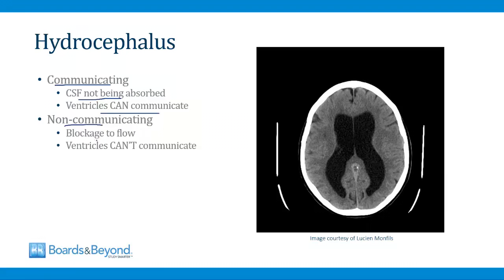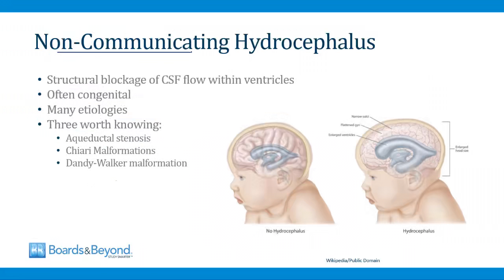In non-communicating hydrocephalus, there's some blockage to flow through the ventricles, so the ventricles can't communicate with one another, and this will cause CSF to build up behind the obstruction to flow, and there will be less CSF beyond the obstruction to flow. We'll talk about non-communicating hydrocephalus first.